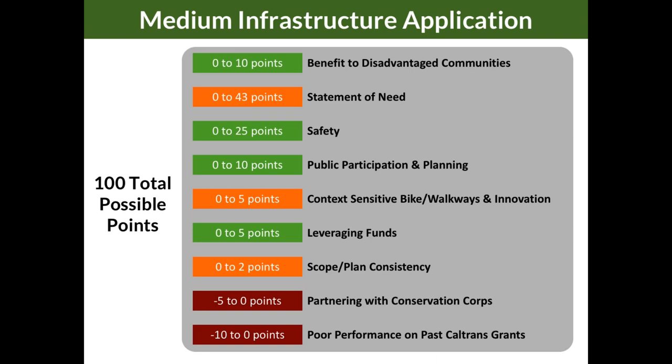The next section, which is applicable to both medium and large infrastructure applications, is leveraging funds. This is pretty similar to past cycles where you earn points on a sliding scale. You basically earn 1 point for every 5% of leveraged funding that you can bring to the table to support the project. One thing to note here is that in-kind funding for staffing does not qualify as leveraged funds. And in the applications themselves, Caltrans recommends that you contact them if you have any questions around what qualifies as leveraged funds.